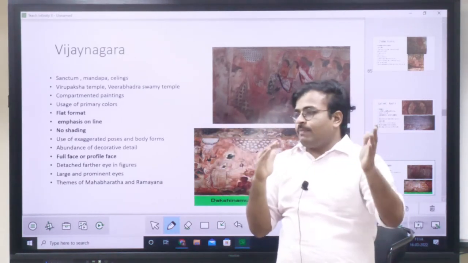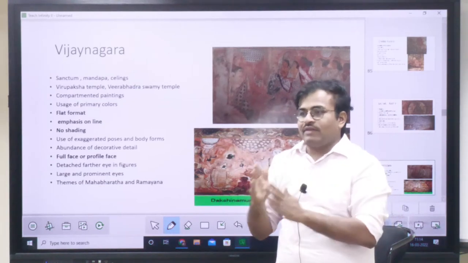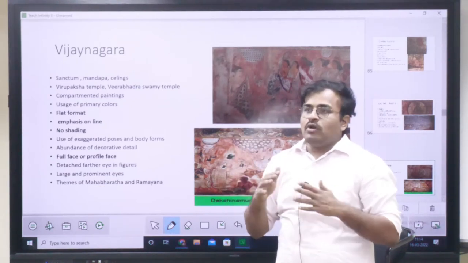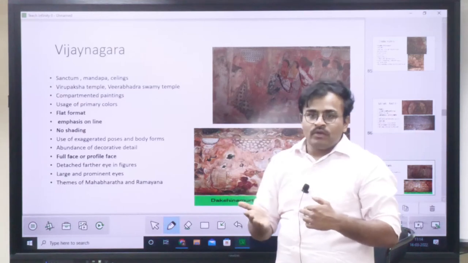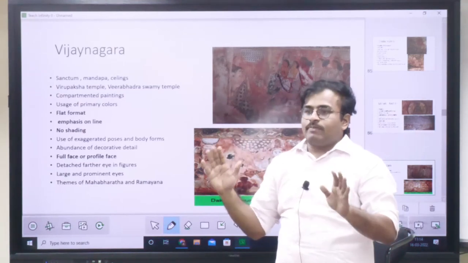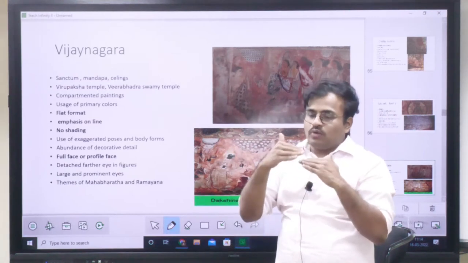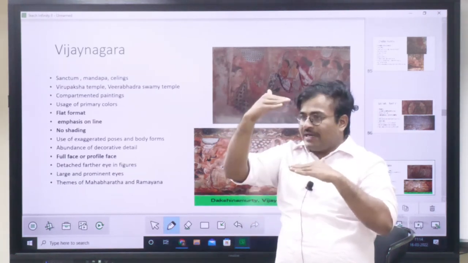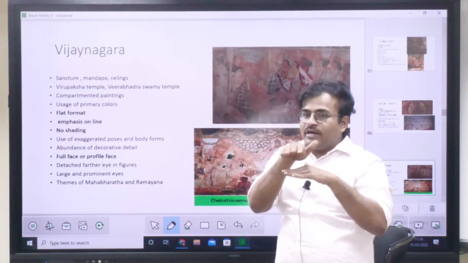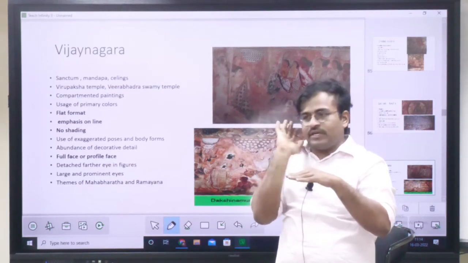elements which are present in Ajanta paintings, they started losing their relevance from here on. And people lost the technique of 3D painting. That is the reason why most of the paintings of Vijayanagara period are two-dimensional in their scope. And here also they started representing images in vertical format because they lost the ability to show depth in paintings.